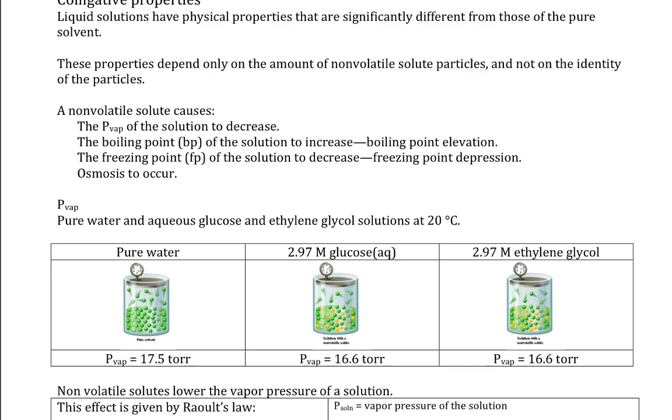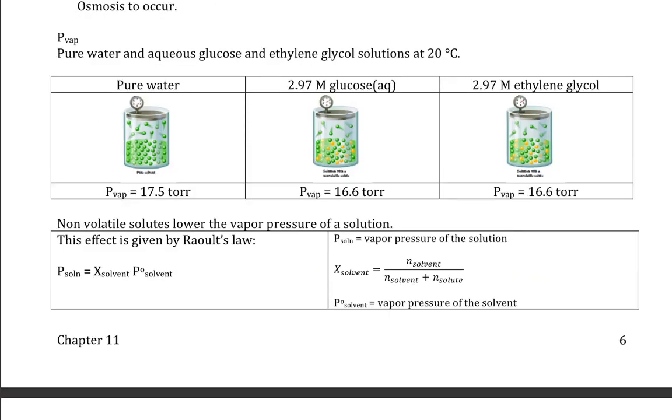So first, the vapor pressure. What we have in this diagram is pure water in a sealed container, and at a temperature of 20 degrees Celsius, the vapor pressure would be 17.5 torr. Now, when we dissolve some glucose in it, we see that the vapor pressure goes down a bit. If we dissolve enough glucose so that the molarity of our solution is 2.97 molar, we see the vapor pressure drops to 16.6 torr.